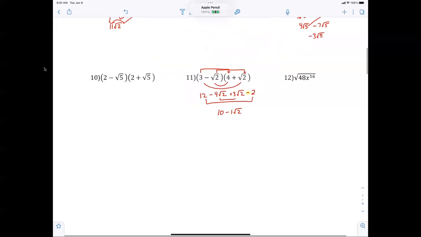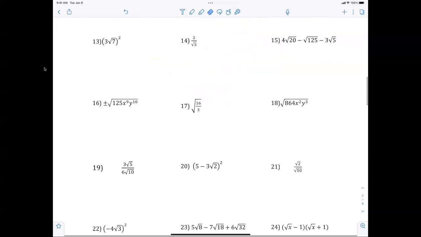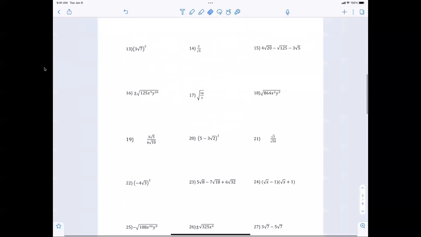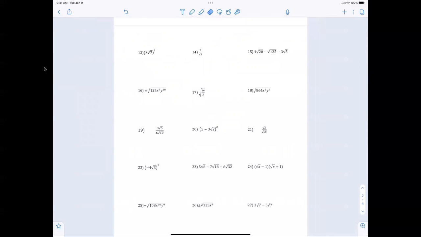All right, flip the page now. More odds: 13, 15, 17, 19, 21. I'm pausing it for 5 minutes. Everybody get to work.